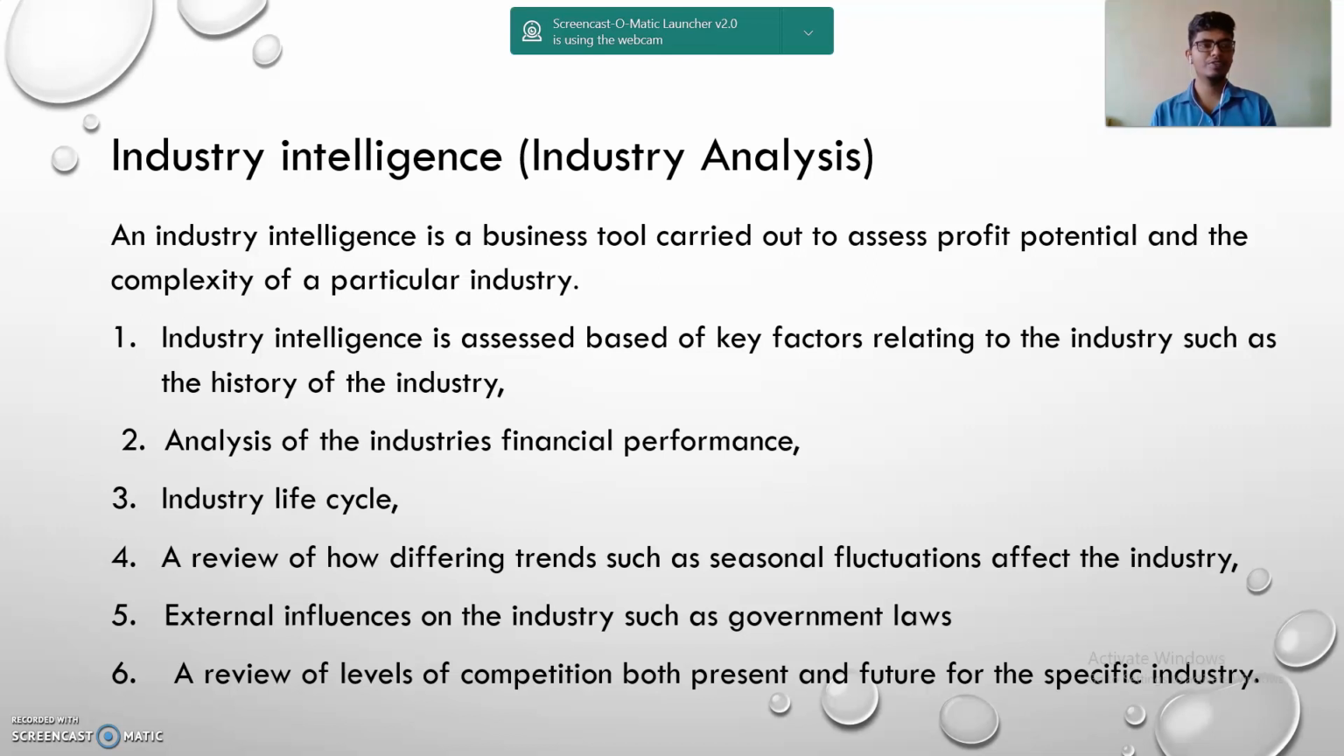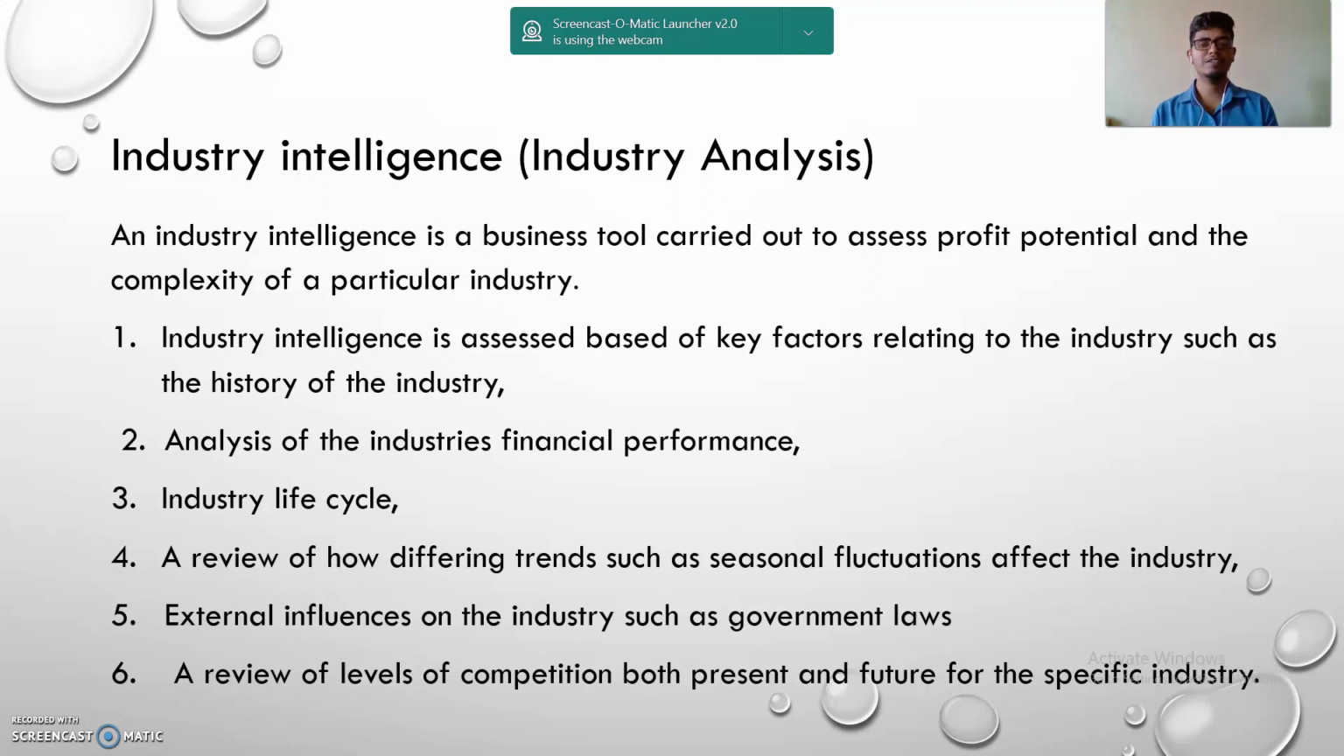What is the return of this industry? What is the profit earning capacity of this particular industry? What are the future competitions? How many companies are working? Is there a monopoly? Is there monopolistic competition? Like that, many things we are going to study under this aspect. Okay, so you need to study the history of the industry at the beginning itself.